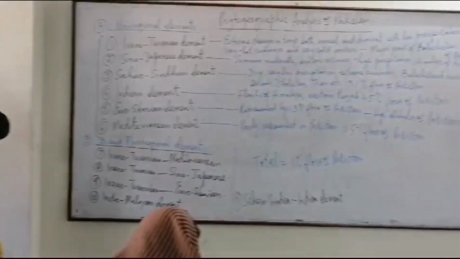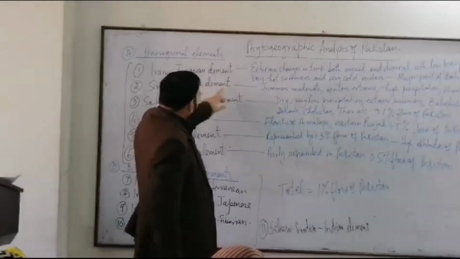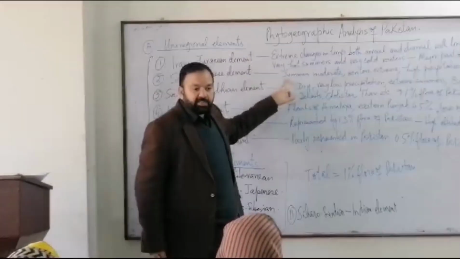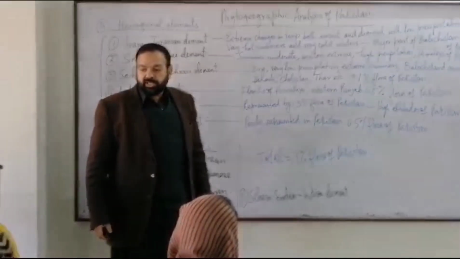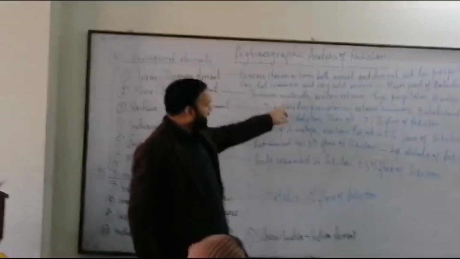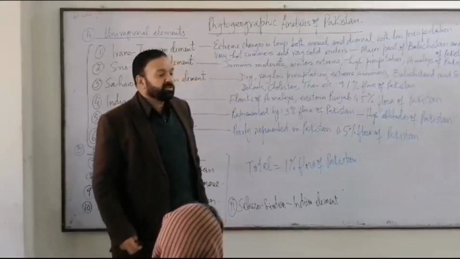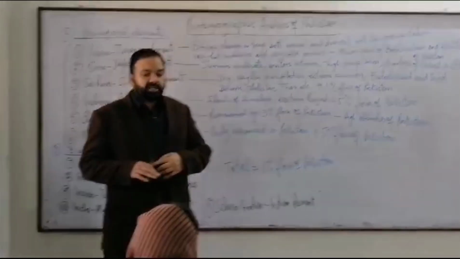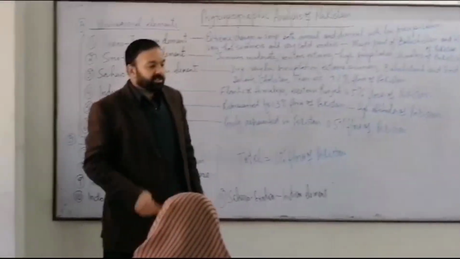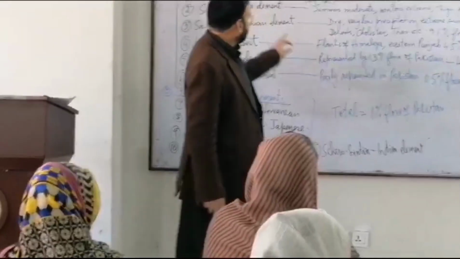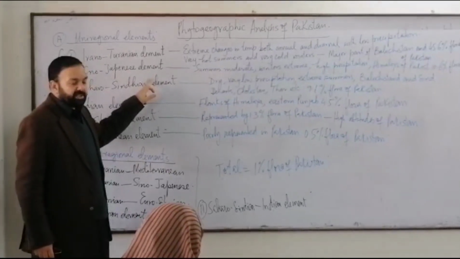The second important region is the Sino-Japanese region. Summers are moderate. This is the climate of the region where we are sitting in Hazara, and Hazara University is also located in this region. Summers are moderate, winters are extreme. The Himalayan region is the Sino-Japanese region: Kaghan, Naran, Murree, extending to the Siran Valley. This whole area of Pakistan is covered in this region, and also the Neelum Valley of Kashmir.